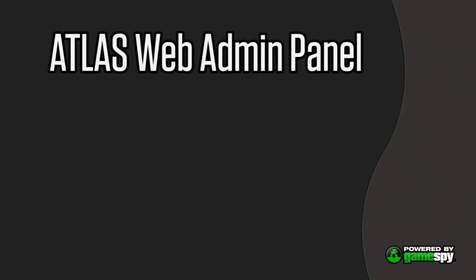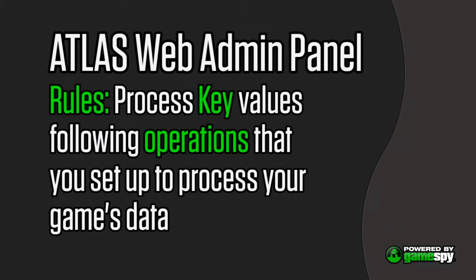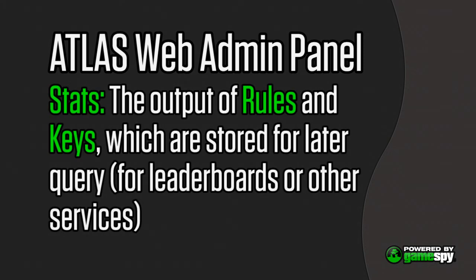ATLAS operates on three core concepts. Keys are the values, such as number of kills, that your game client reports as inputs to ATLAS on behalf of players, teams, or your entire game. Rules process those key values, generally following operations like add that you set up to process your game's data. Stats are the output of rules and keys which are stored for later query, for example, your game's leaderboard.